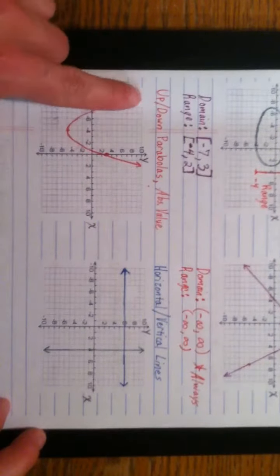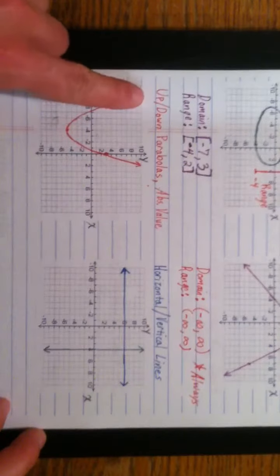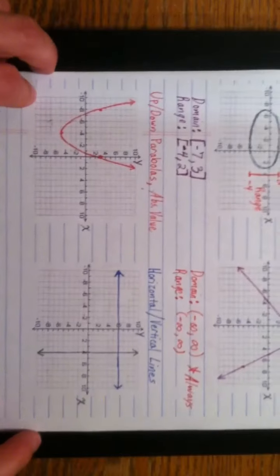We have an upward opening parabola here, but it works the same as if you had a downward opening parabola, and also the absolute value graph, which is a V shape. So kind of the same idea as a parabola, only instead of a curve, it's a sharp line and a sharp line. But they're going to have the same kind of idea when you're looking at domain and range.